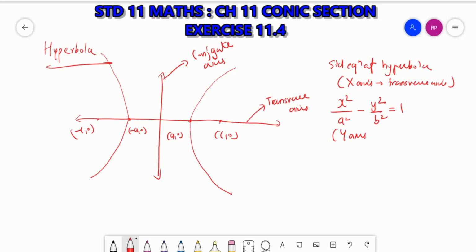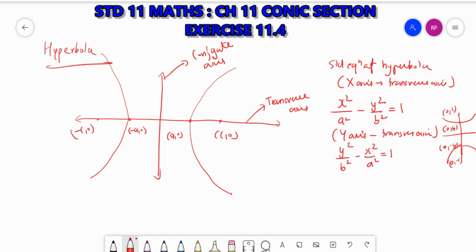And when y-axis is the major axis, in this case the hyperbola will be like this way. Okay, this vertex will be 0b, 0 minus b. Foci 0c, 0 minus c. Okay, so for y-axis as the major axis, it will be y square by b square minus x square by a square equal to 1.